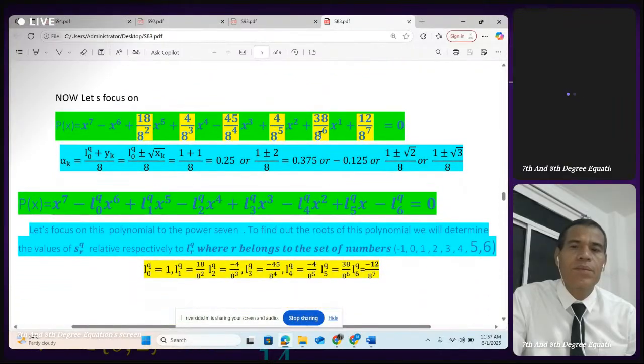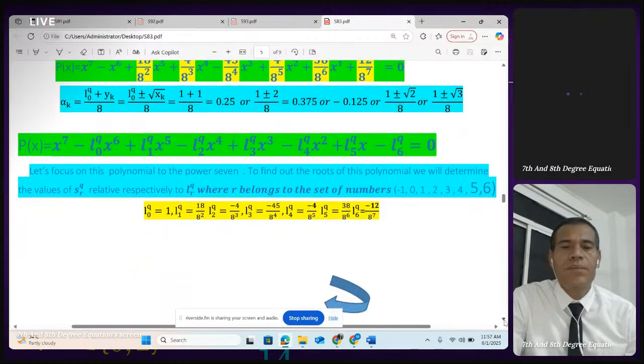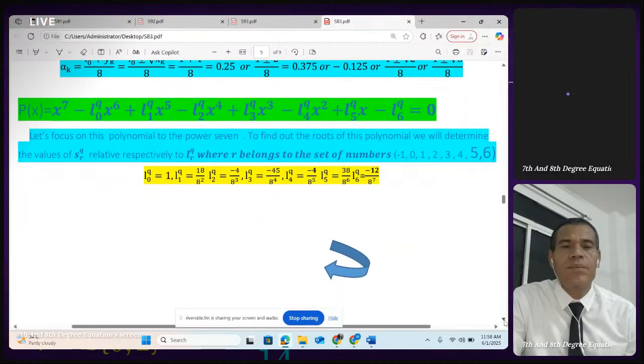This one is degree 7. Degree 7. And again, it's written out explicitly first with its own set of fractional coefficients. And it also has a generalized form, p(x) equals x to the 7th minus L0q x to the 6th plus L1q x to the 5th, all the way down to the constant term.